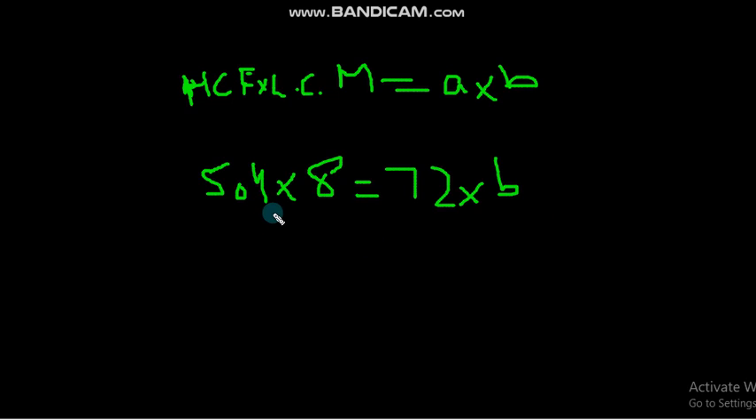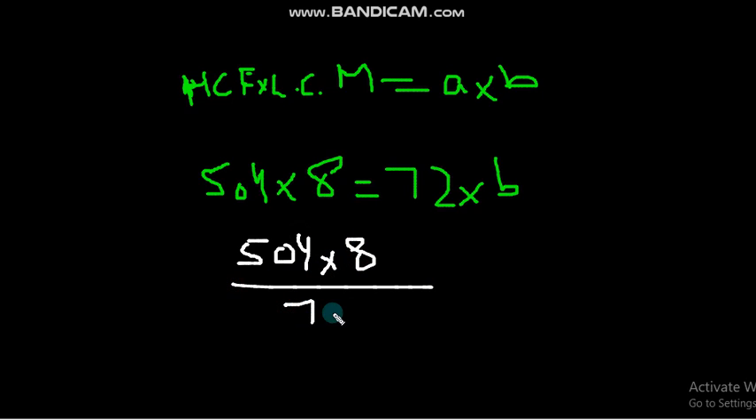For this, 72 is multiplying here. When we move the 72 to the other side, it will be divide. We have 504 divided by 72 is equal to B. 8 ones are 8, 8 nines are 72.